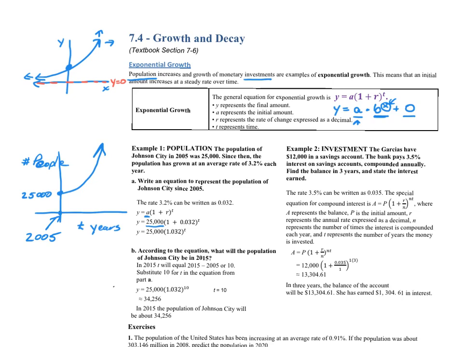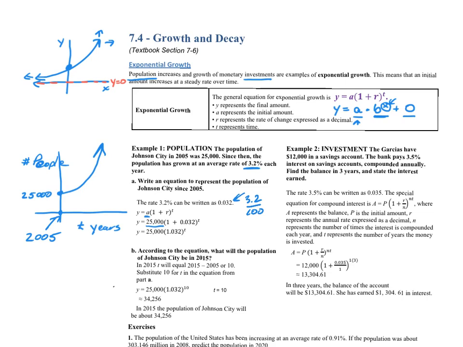So as time goes on, after 2005, that population is going to grow, right? So our y-intercept is 25,000, and our rate of growth is going to be 1 plus 3.2%. But here we have to make sure that we change the 3.2% from a percentage into a number. So you're going to have to take your 3.2 and divide it by 100 to get the 0.032 that you have to put into the equation. Need numbers, not percentages, okay?